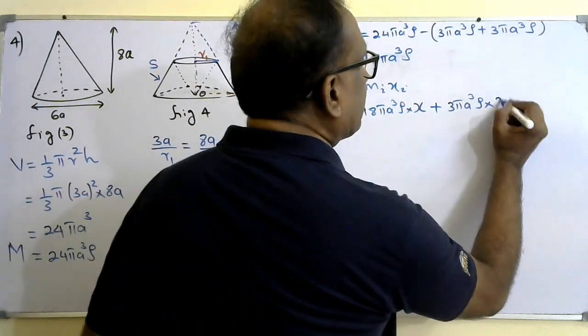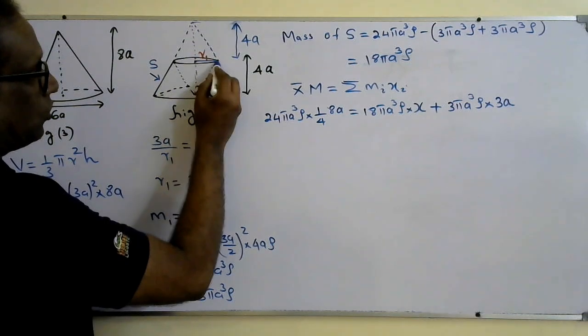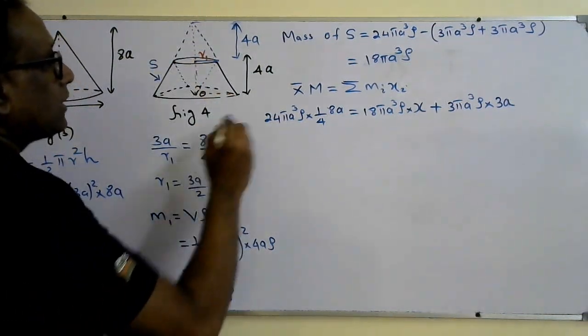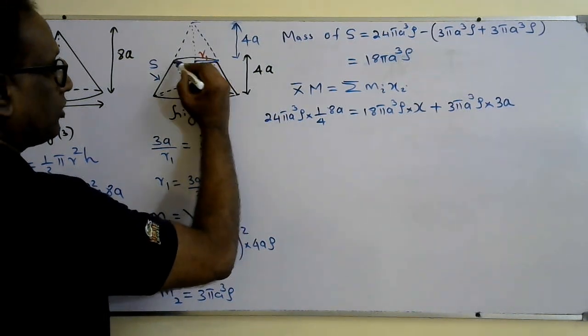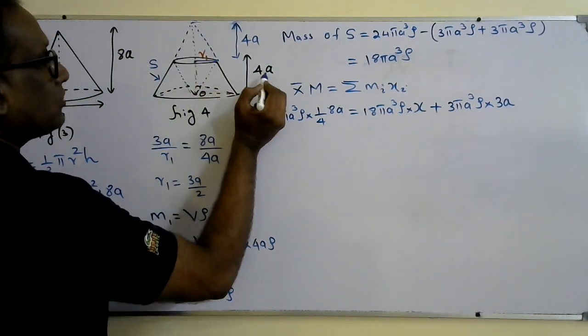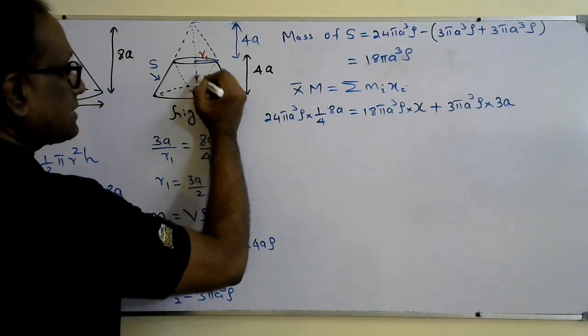So into 3a. That is, again I'm telling, for this cone which is removed from the inner portion, the center of mass will be 1/4 of the height. Height is 4a for this cone. So 1/4 of 4a is a, which means from here 4a minus a, 3a.